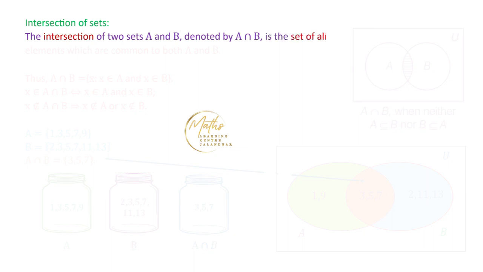Now the next operation we have is the intersection of sets. For two sets A and B, the intersection is denoted by this symbol. This symbol represents A intersection B, and it is the set of all elements which are common to both A and B. So A intersection B is equal to the set of elements X such that X is an element of A and X is an element of B.